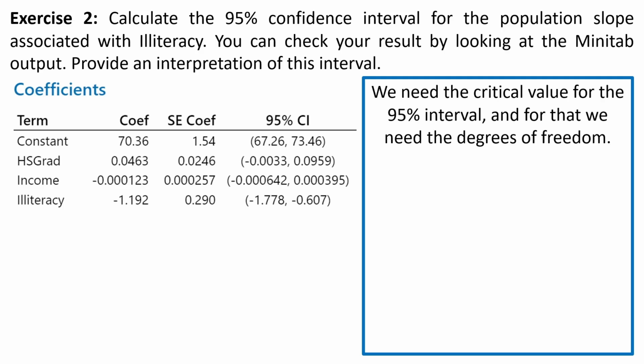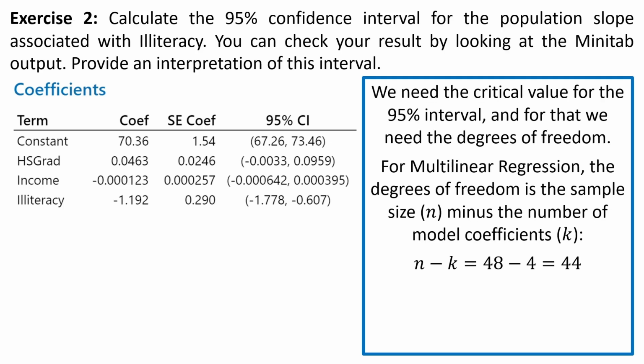So I'll remind you that for multiple linear regression, the degrees of freedom for our test statistic is the sample size minus the number of model coefficients. You can see from the table we have 4 model coefficients. We have an intercept, or constant, and we have 3 slopes. So that's 4 in total. So the degrees of freedom here is 48.